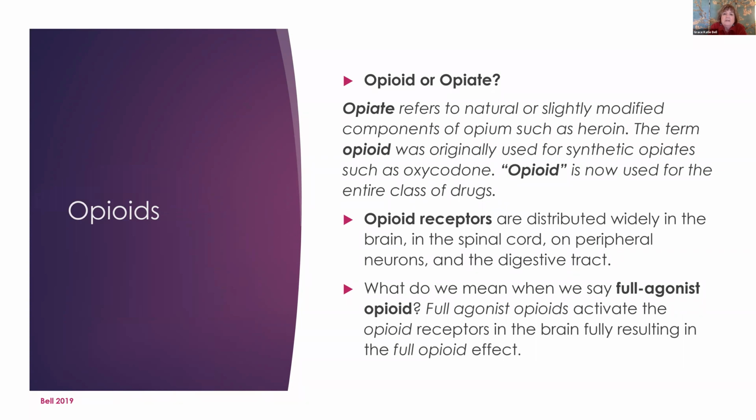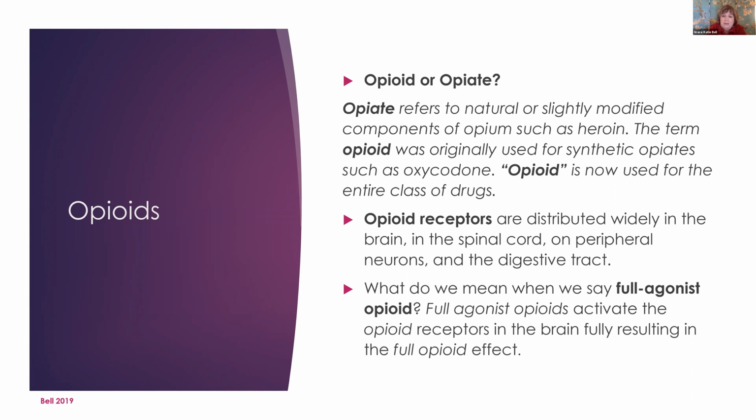Opioid or opiates. Five years ago, this was a more interesting conversation because everybody was still saying opiate and the new word of opioid was being introduced. Now everybody pretty much says opioid. Opiate refers to natural or slightly modified components of opium, such as heroin. The term opioid was originally used for synthetic opiates, such as oxycodone. Opioid is now used for the entire class of drugs.